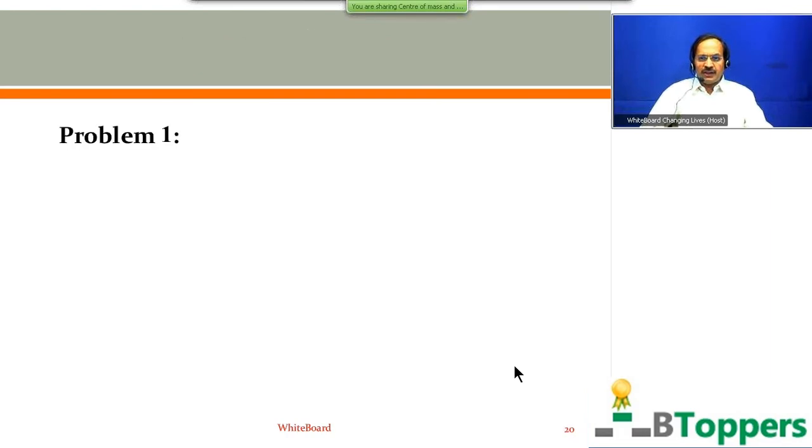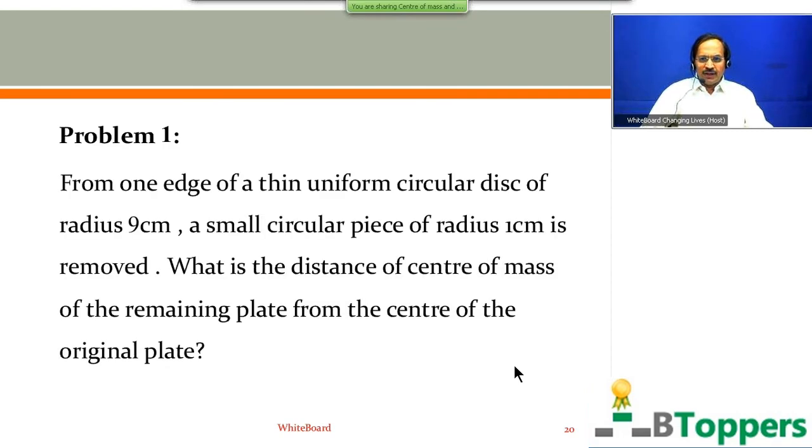Look at this problem. This is the first problem which I am going to discuss in this topic, center of mass and conservation of linear momentum. Look at the problem on the screen. From one edge of a thin uniform circular plate of radius 9 centimeter, a small circular piece of radius 1 centimeter is removed. What is the distance of the center of mass of the remaining plate from the center of the original plate?